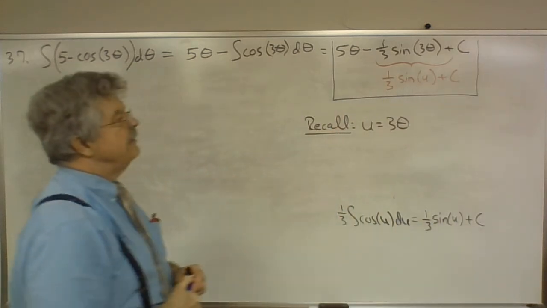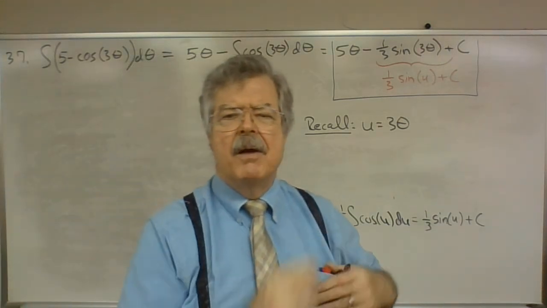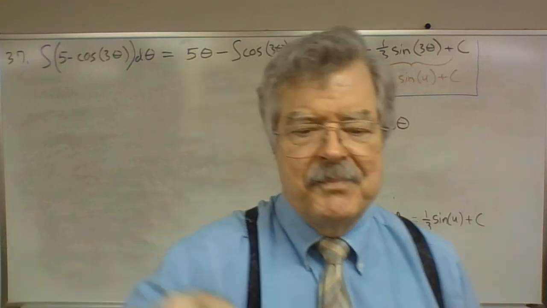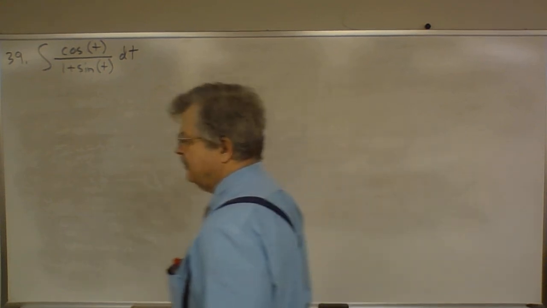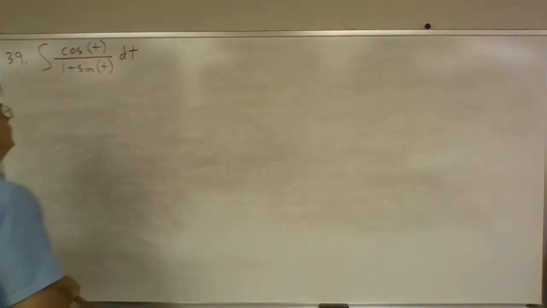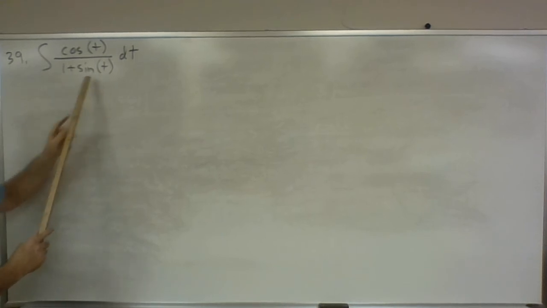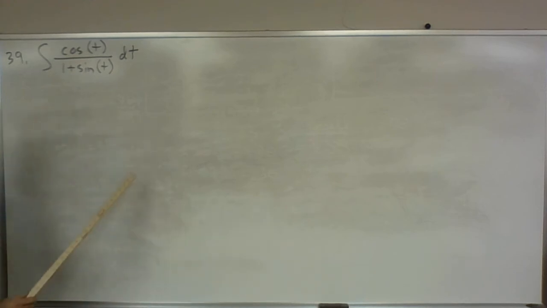Now I think we still have a couple more. I was asked to do number 39 and number 41. So here they come. Take a look here. Look at the entire denominator, 1 plus sine t. And look at the numerator. The numerator is the derivative of the entire denominator.